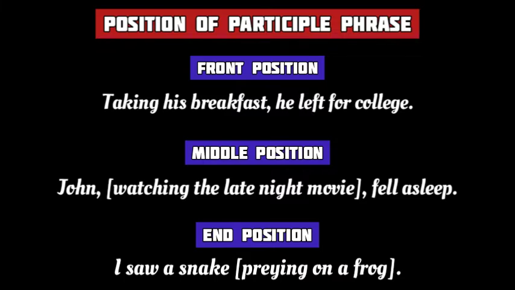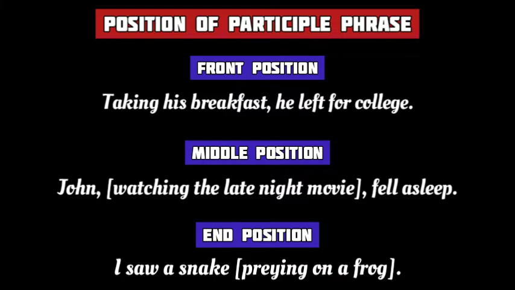The end position participle phrase comes at the end of the sentence. I saw a snake preying on a frog. Here the participle phrase preying on a frog comes at the end of the sentence to qualify the noun snake.